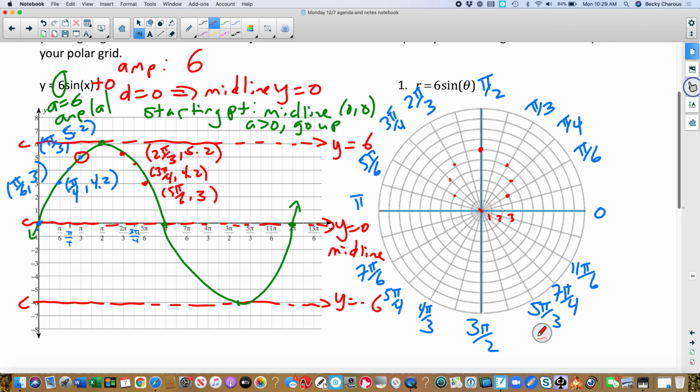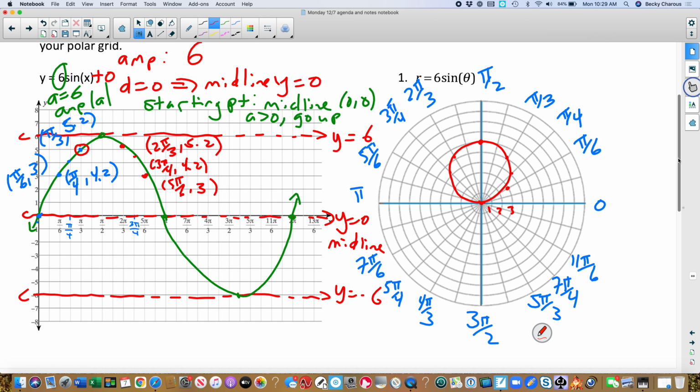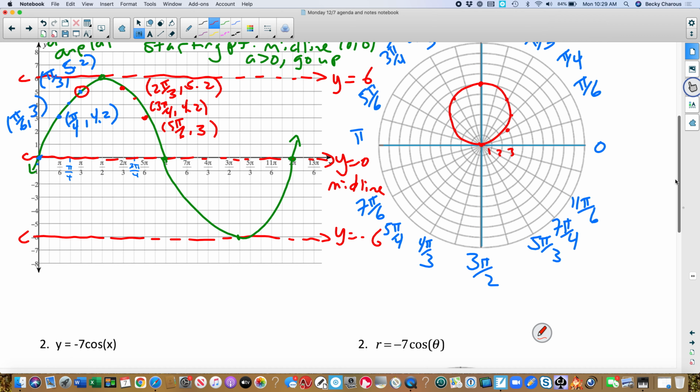We're going to sketch this. What do you think this is? A circle. It's a circle! Isn't that nice? Now we have a nice circle. Janie, you like it a little better now? Okay, good. So this is a circle. So 6 sine theta is a nice circle.